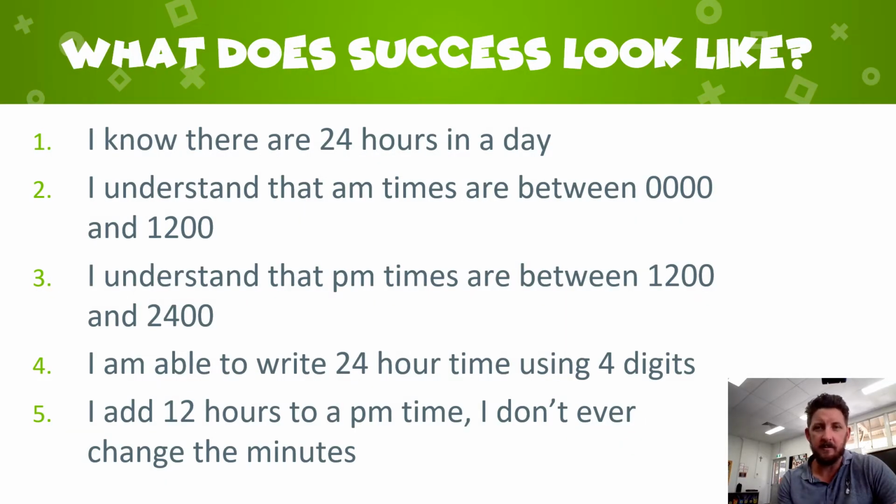If we're doing this concept of 24-hour times, the first thing we need to know is that there's 24 hours in a day. Second, all AM times lie between 0000 hours and 1200 hours, and PM times lie between 1200 hours and 2400 hours. I'm going to have to be able to write 24-hour time using 4 digits, and we tend to not put the dots in the middle.